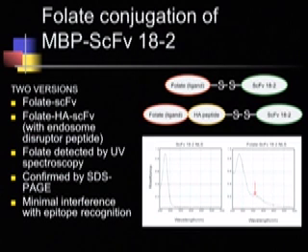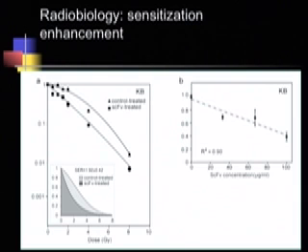We confirmed the conjugation in several ways, by spectroscopy, by gel electrophoresis, and we showed that there was minimal or no interference with the specificity of epitope recognition. And here's the thing, it works. So this is the key piece of radiobiological data. This is a clonogenic survival curve in vitro with cancer cells.